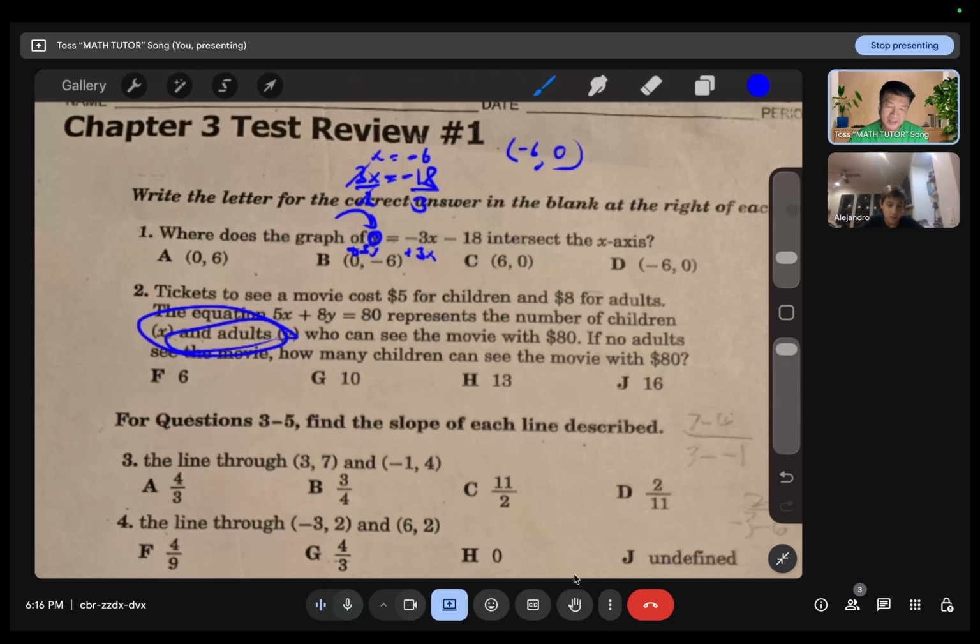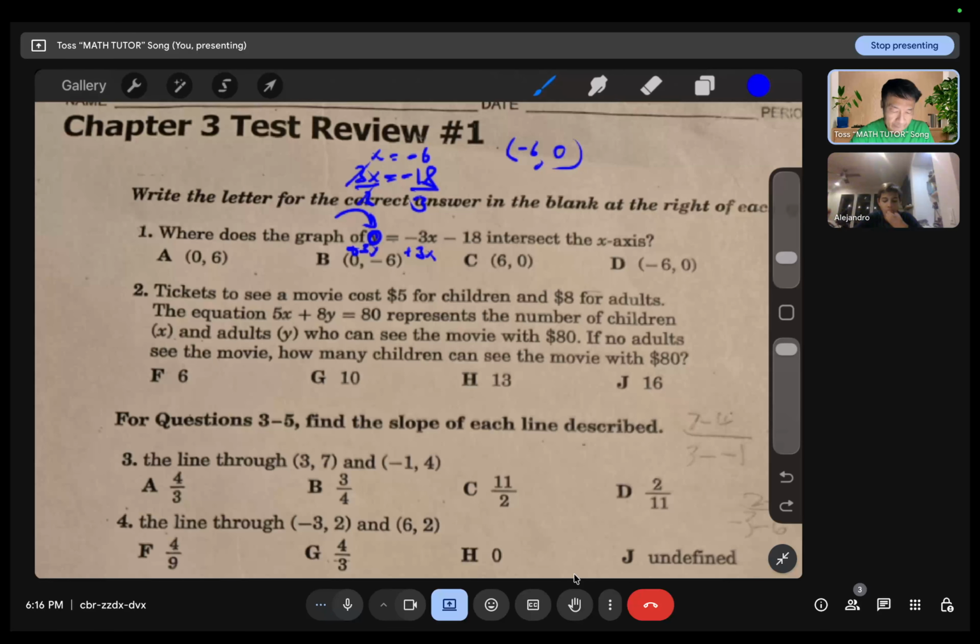So I was asking you, okay. 5x plus 8y equals 80 represents the number of children x and adults y who can see the movie with $80. So they describe all the terms here. If no adults see the movie, how many children can see the movie with $80?